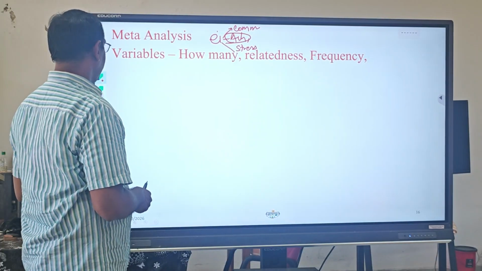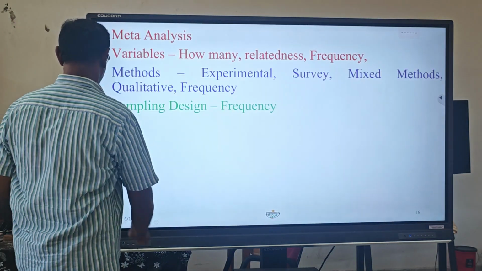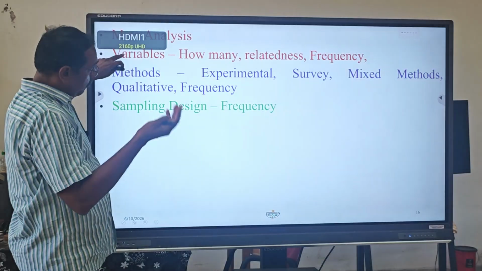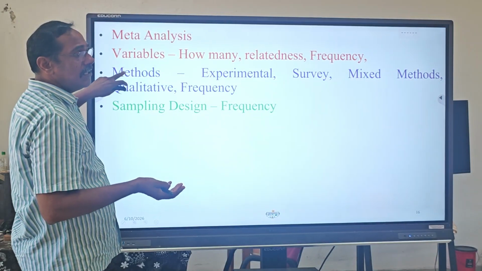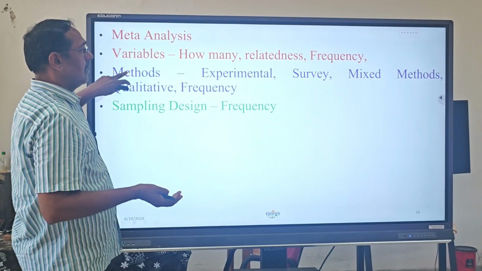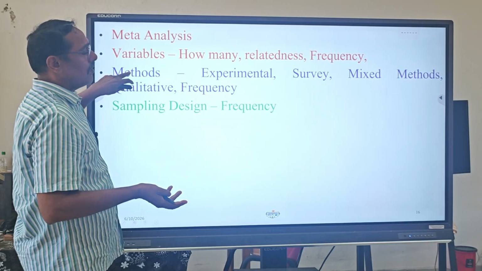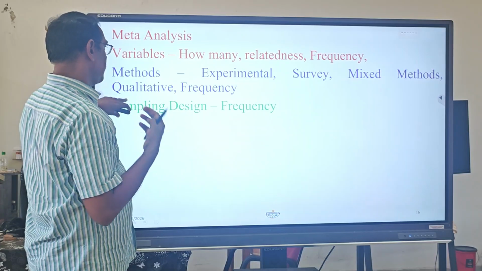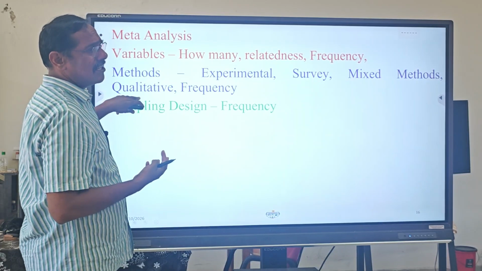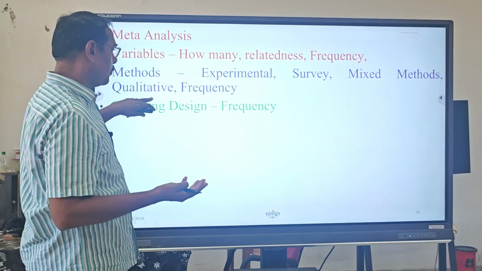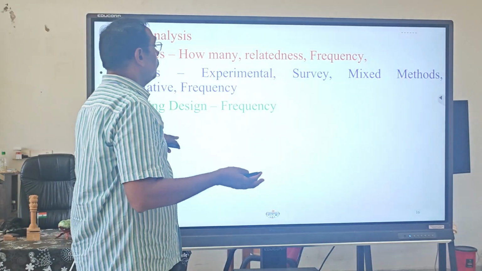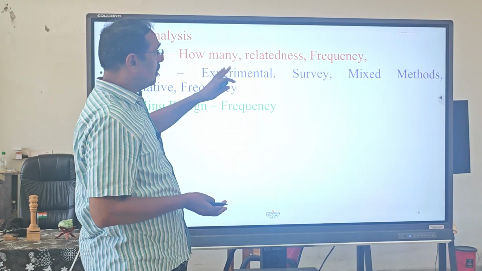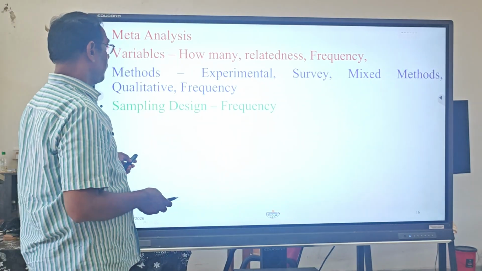Once the variables are over, open the next paragraph and then you say the methods. How many among the 50 studies were experimental? How many were survey? How many mixed studies? How many qualitative? Generally, qualitative will be the rest in the Indian scenario. Therefore, it is more profitable if you go for a qualitative study. Again, the frequency among the methods.